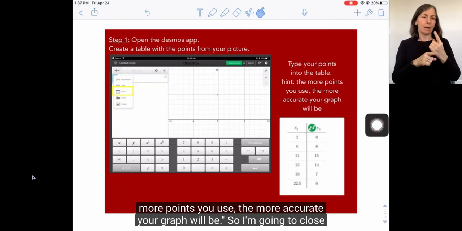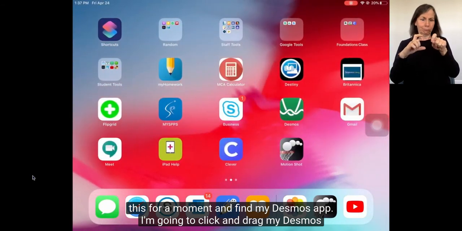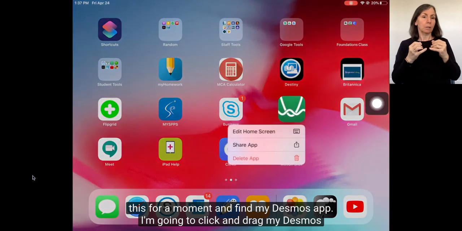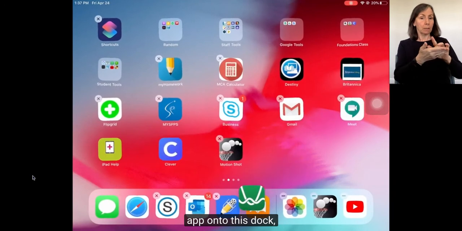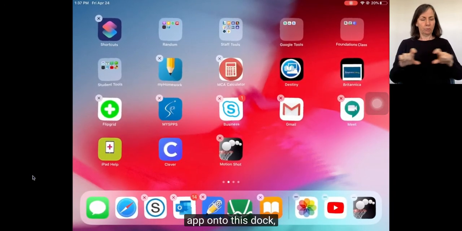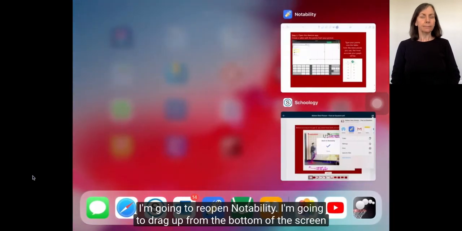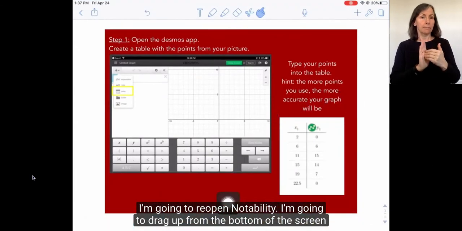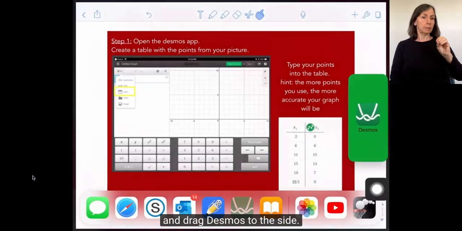So I'm going to close this for a moment and find my Desmos app. I'm going to click and drag my Desmos app onto this dock. I'm going to reopen Notability. I'm going to drag up from the bottom of the screen and drag Desmos to the side.